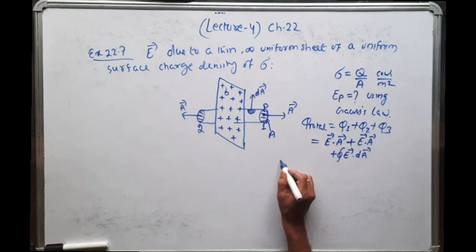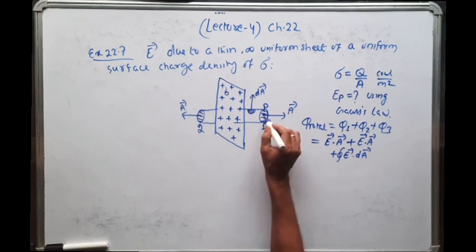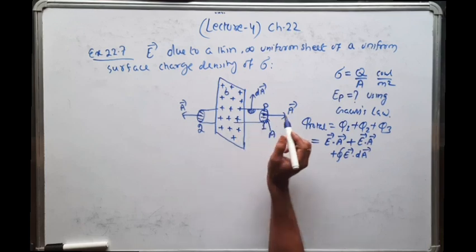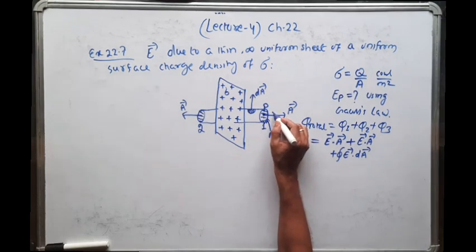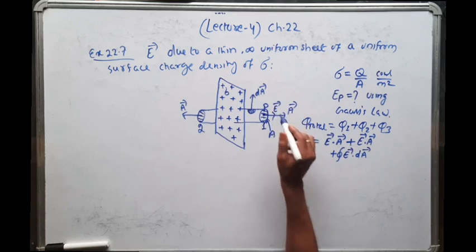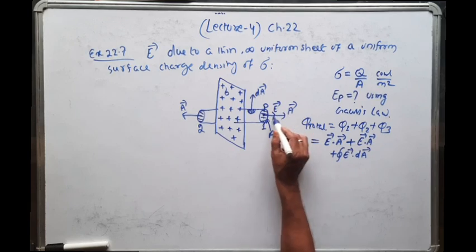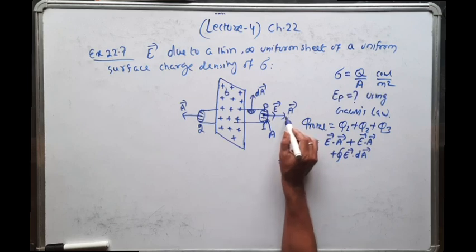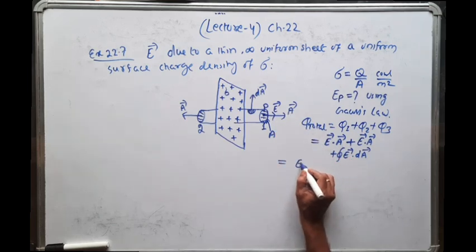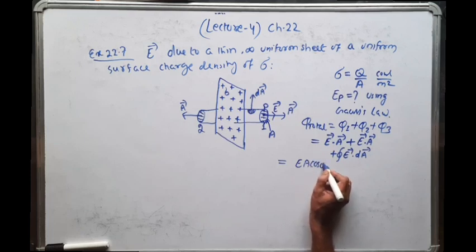So now see. Here at this point P, what is the direction of electric field intensity? This is the positive charge plate. I have already told you electric field intensity is always away from the positive charge plate. So here this is the electric field intensity vector E. So E and A are in the same direction. What is the angle between E and A? That is 0 degree. So E dot A is nothing but EA cos 0.